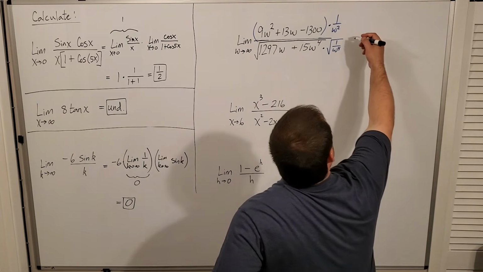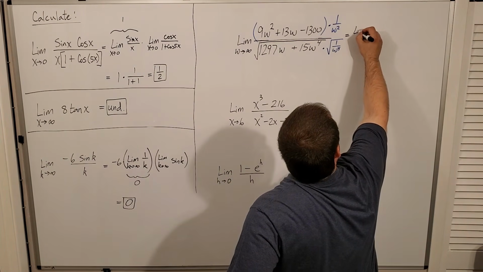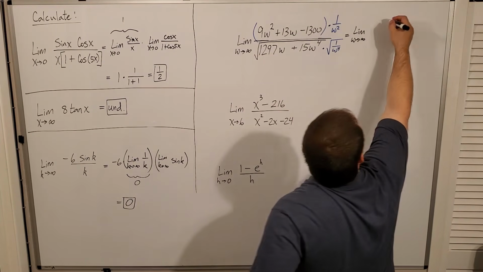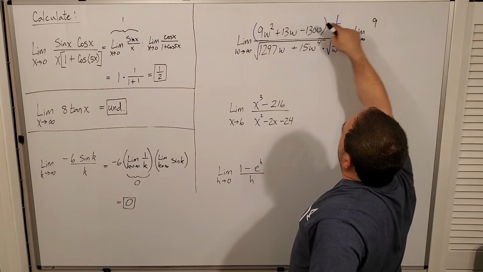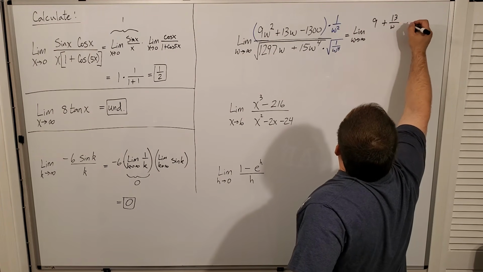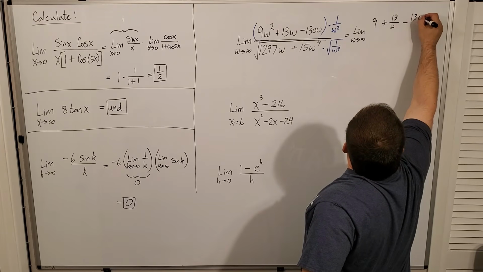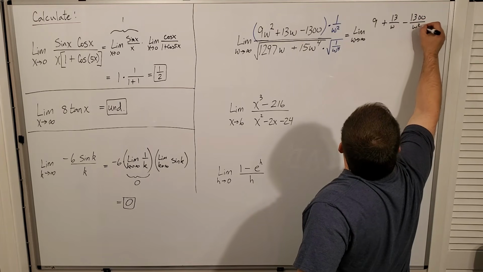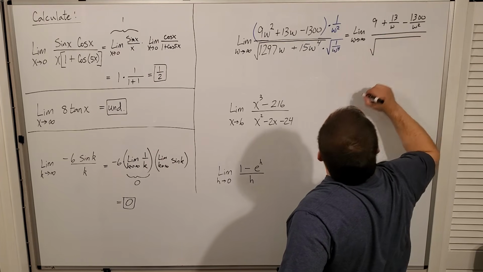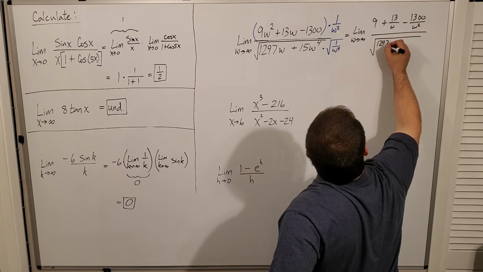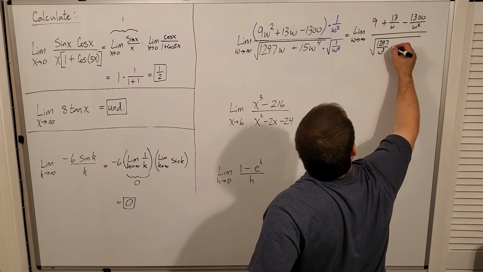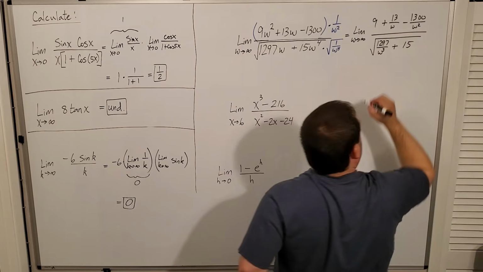Look, this is what happens. I have this limit as w goes to infinity of 9 plus 13 over w minus 1300 over w squared, over the square root of 1297 over w to the third plus 15.